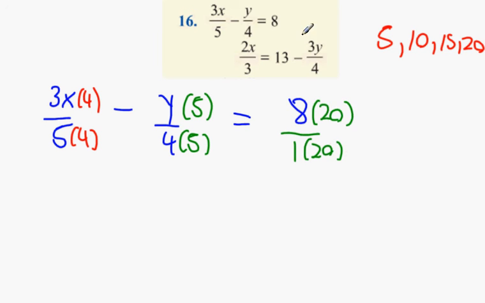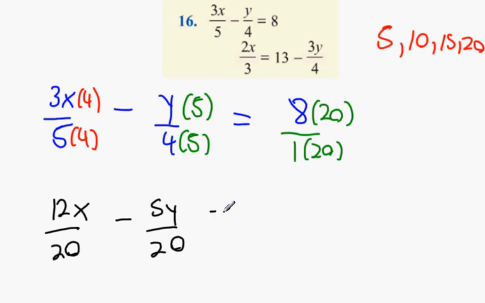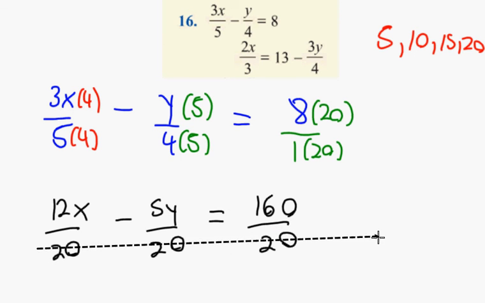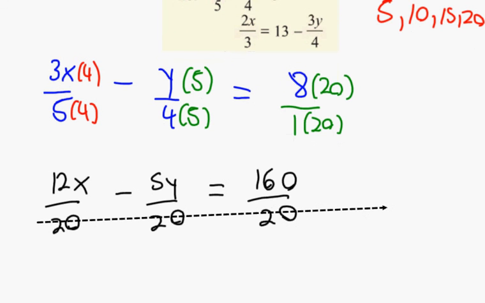What you're going to get is 12x over 20 minus 5y over 20 equals 160 over 20. All the 20s cancel out. Okay, and what you're going to be left with is 12x minus 5y equals 160. Now, some of you guys, I'm trying to prove that all the methods are actually the same thing.